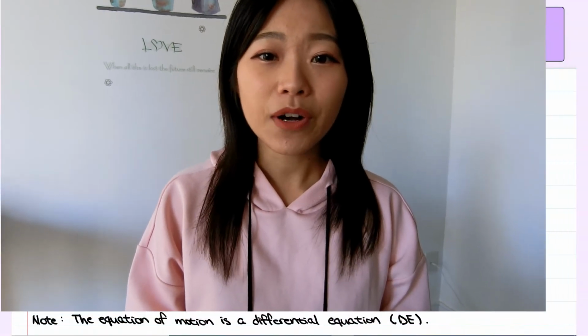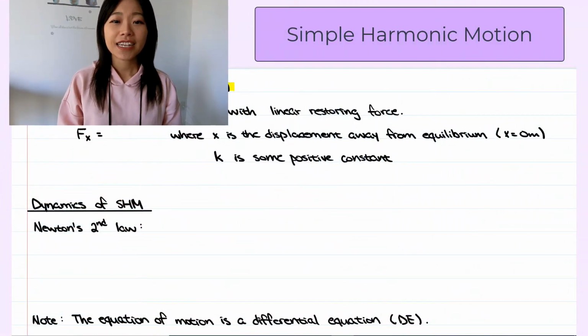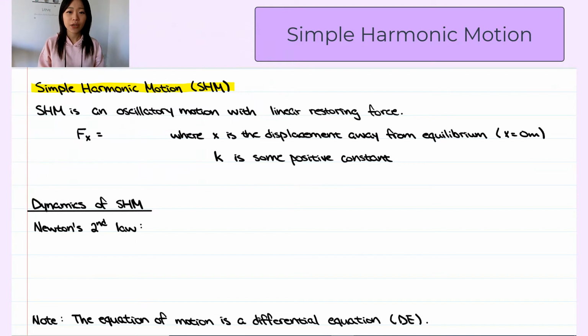So what is a simple harmonic motion? It is an oscillatory motion with linear restoring force. So we can write the linear restoring force as negative some constant times x. The x here has an exponent of 1, that is why we call it the linear restoring force. And why the negative? Because the restoring force will always try to bring the object back to its equilibrium point.